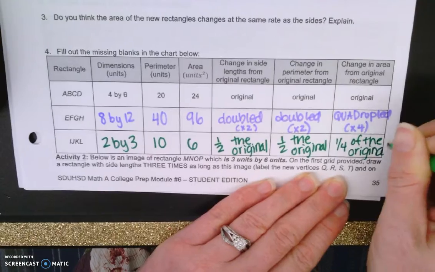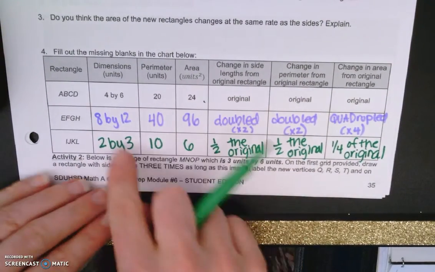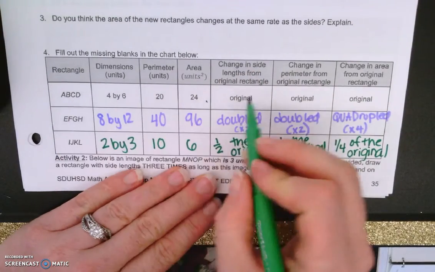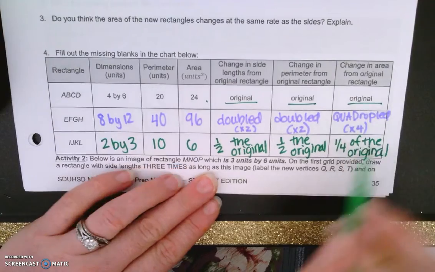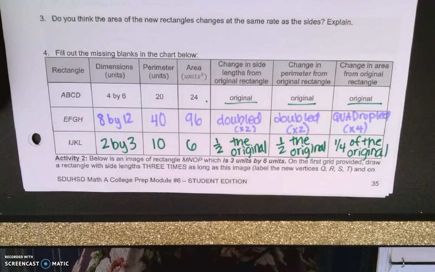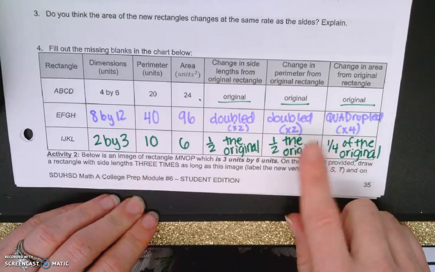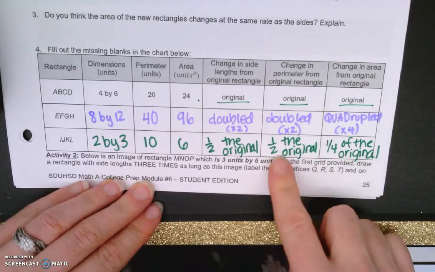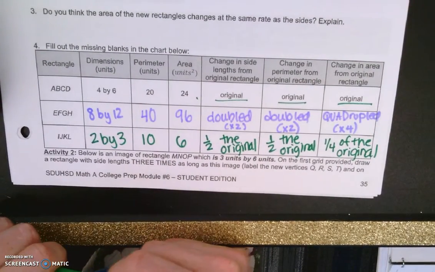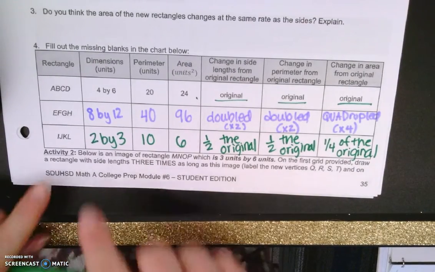Remember, we're always comparing back to the original rectangle we were given. So when you have to fill out a table like this on your own later, this first column is always original, original, original. Awesome. So it's very interesting how we go from doubled to quadrupled. We go to 1/2 to 1/4. There's an interesting relationship here. And this relationship is going to help you out for the rest of this activity. So let's look at activity 2.